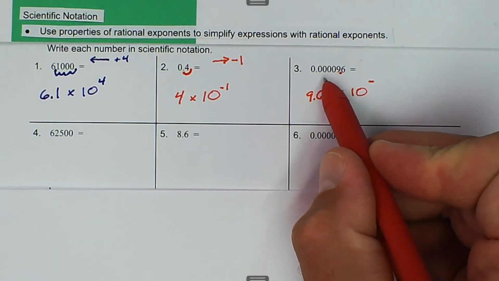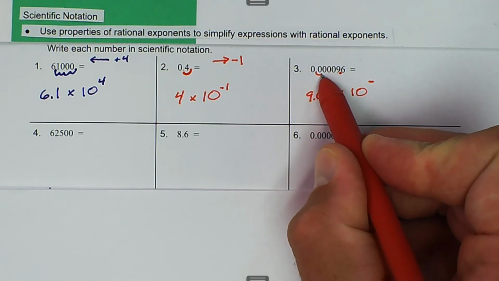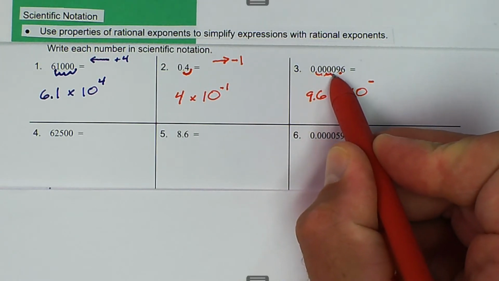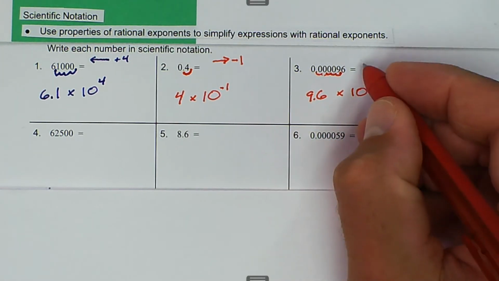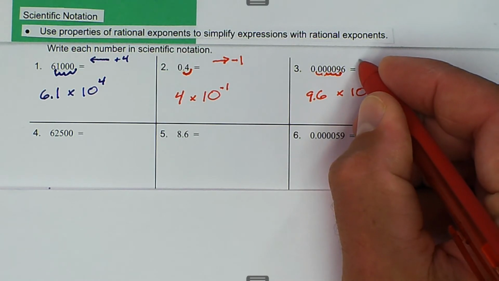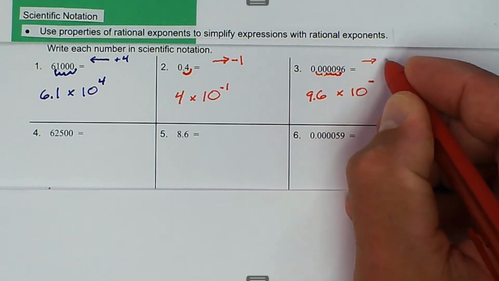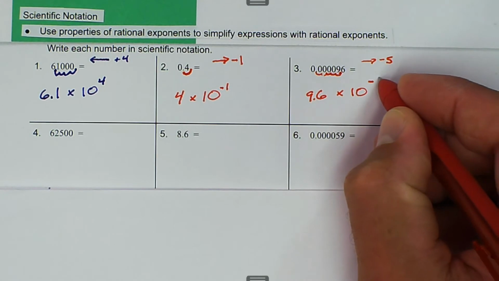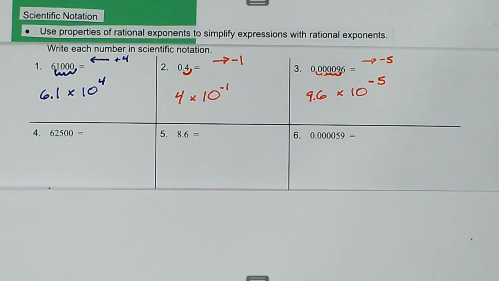So how far do we have to move the decimal point? We have to move it 1, 2, 3, 4, 5. So that is going to be to the -5th. 5 this way means -5. So that's in scientific notation.